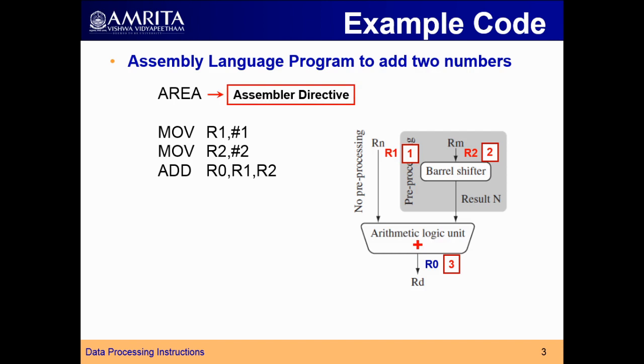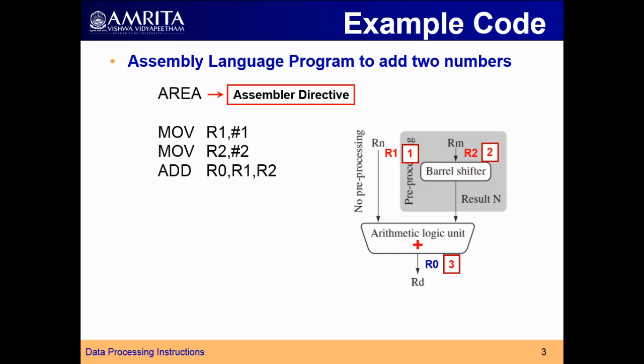So what do you mean by an assembler directive? An assembler directive is a directive which gives directions to the assembler. What is an assembler? The assembler will convert an assembly language program into a machine language program. So AREA is an assembler directive, which gives directions to the assembler itself. An assembler directive cannot be executed by the assembler. Why? Because the assembler directive itself gives directions to the assembler on what to do.